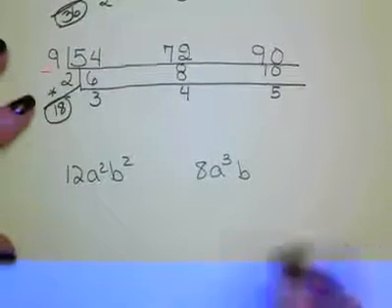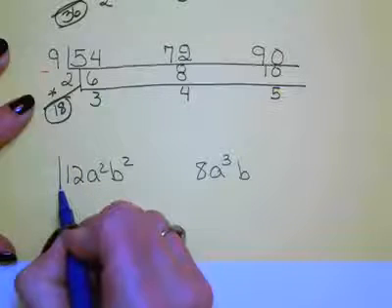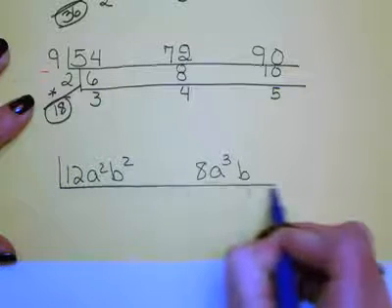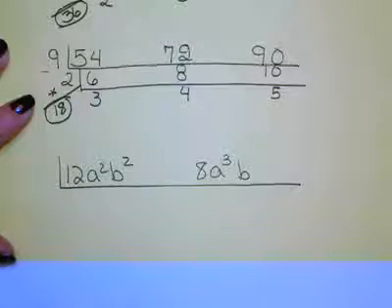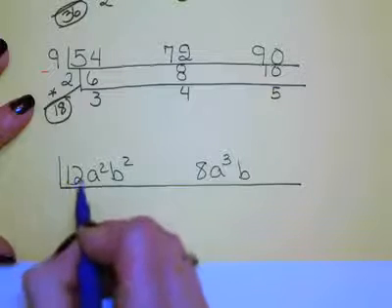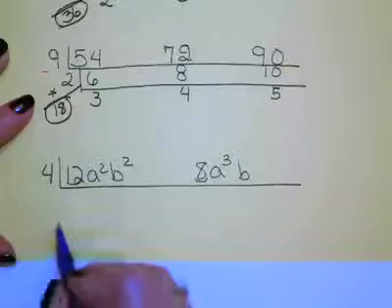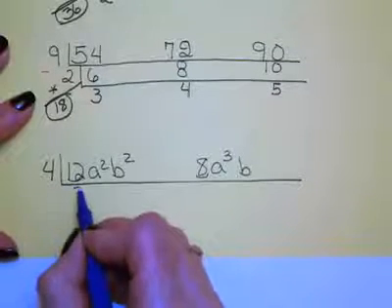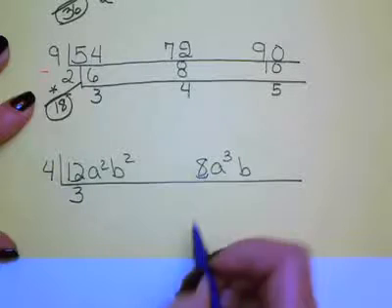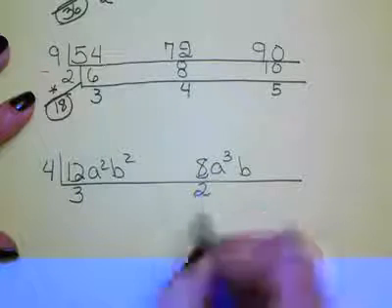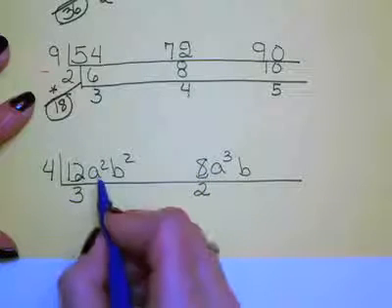Finally, you can also use this method with monomials. If we have 12 a squared b squared and 8 a cubed b, and we want to find the greatest common factor, let's do the number first. If you look at 12 and 8, we know that 4 goes into both numbers. 4 goes into 12 3 times, and 4 goes into 8 2 times.